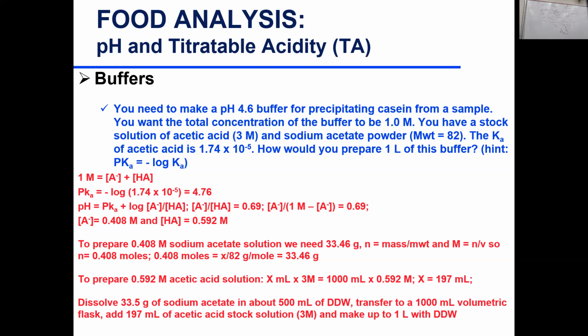Great. Then I go and prepare 1 liter of sodium acetate. So if I want 1 liter of 1 molar, then I go back to my molarity equals number of moles per volume, and number of moles equals mass over molecular weight. So I want 1 molar, that means 1 mole per liter. So mass is what I'm looking for, and molecular weight is 82 grams per mole. What would be the mass in grams? 82 grams.